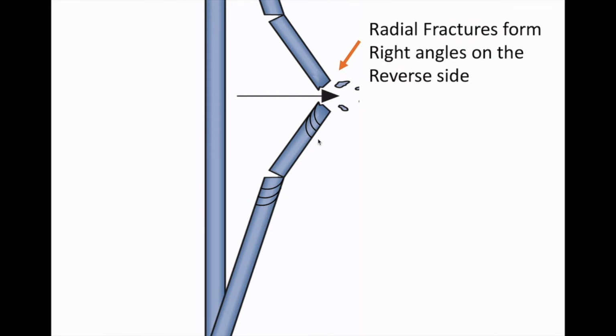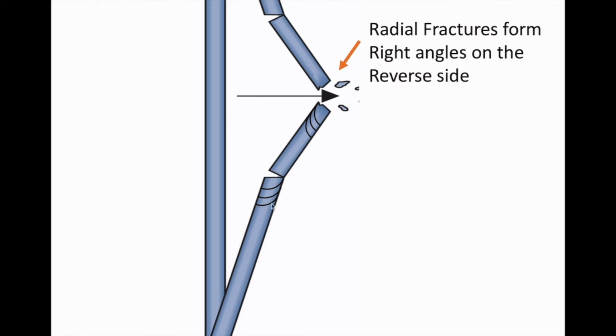Here's the reverse, this is the reverse side. This is the side that the projectile came from. So this is the front, we'll call the front, and this is the back. So this is the reverse. So the reverse side should have that right angle, right angle, right angle. Therefore, if you see the right angle on the reverse side, it's a radial fracture.